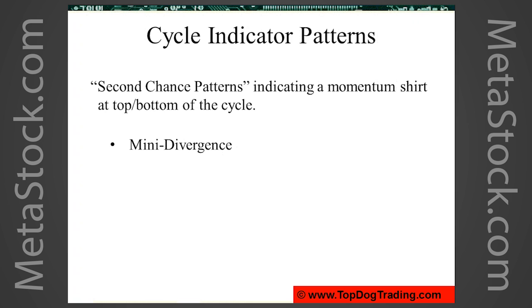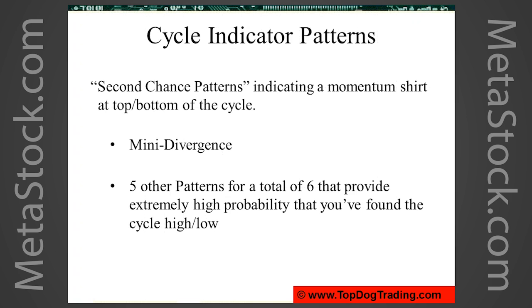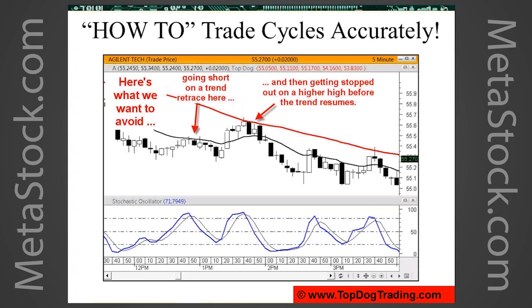Now, I'm going to show you one which is called the mini divergence. Again, there's 6 of these second chance patterns that provide extreme high probability that you found the final cycle high or the final cycle low. All right, so here's how we do it. First of all, this is what we want to avoid. This is why it's so important.